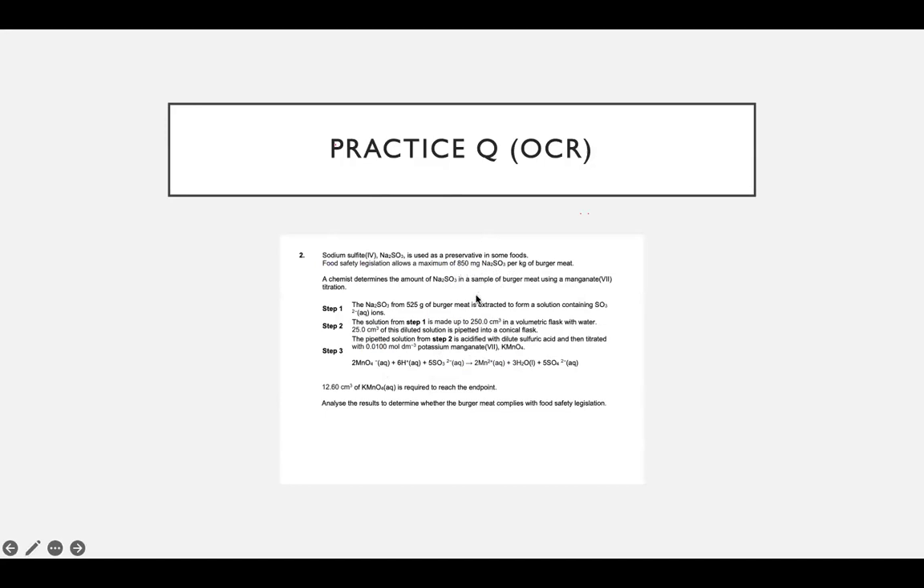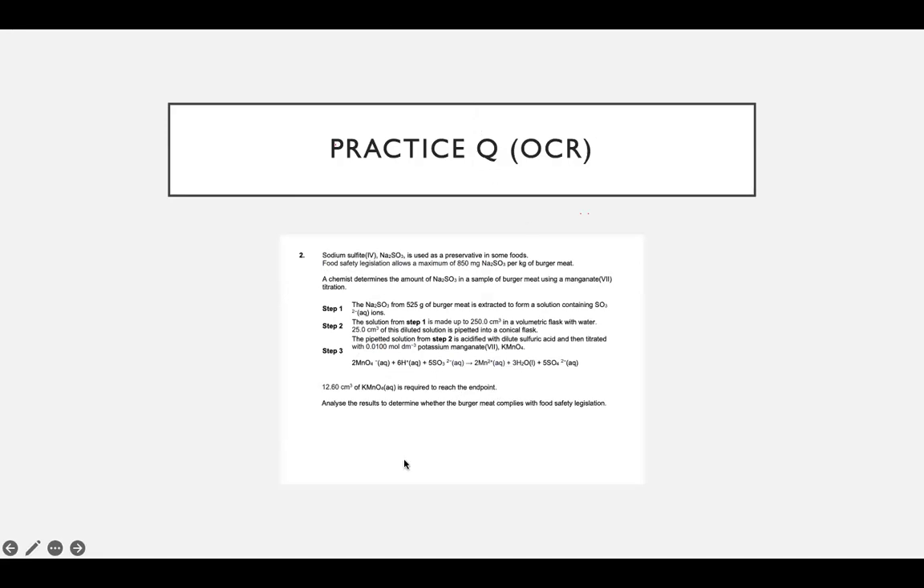A very important thing as well is that in this particular question, and a lot of the others you see, there is a mark just for saying yes, it complies with the food safety regulation, or no, it doesn't comply. So whatever mathematical answer you get, always make sure to refer to what the question is asking, which is, does the burger comply with the food safety legislation?